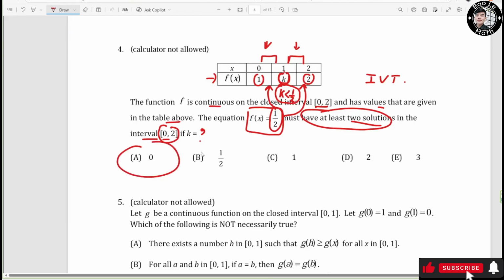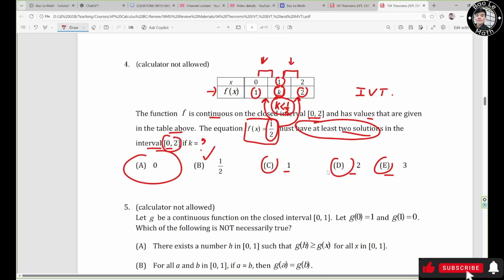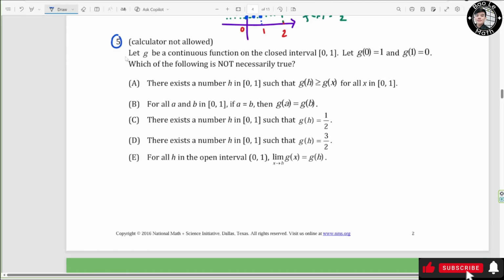Now for answer choice B, we only have one solution right here, s equals 1, because k equals 1/2. For answer choices C, D, and E, we have no solution because with these values, the function would stay above the line y equals 1/2. Now let's move on to question 5.